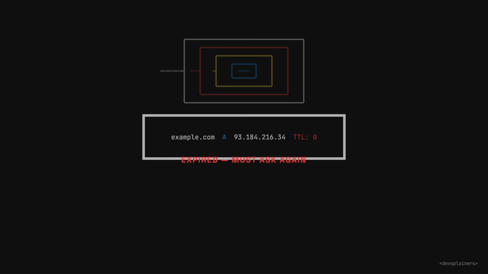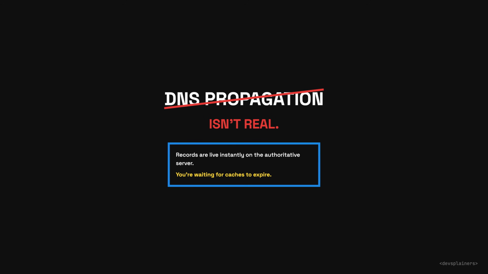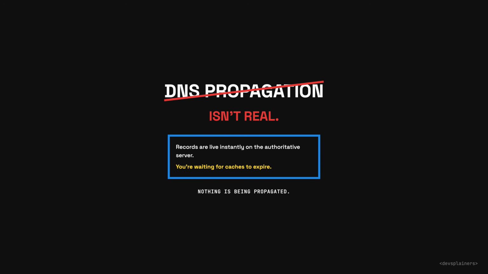This is also why DNS propagation isn't real. When you change a record, it's live immediately on the authoritative server. What you're waiting for is caches to expire. Nothing is being propagated. Even failures get cached. If a domain doesn't exist, that NXDOMAIN response is cached too. That's why a newly created subdomain can look broken for minutes. DNS is less like a live system and more like a layered set of temporary memories.